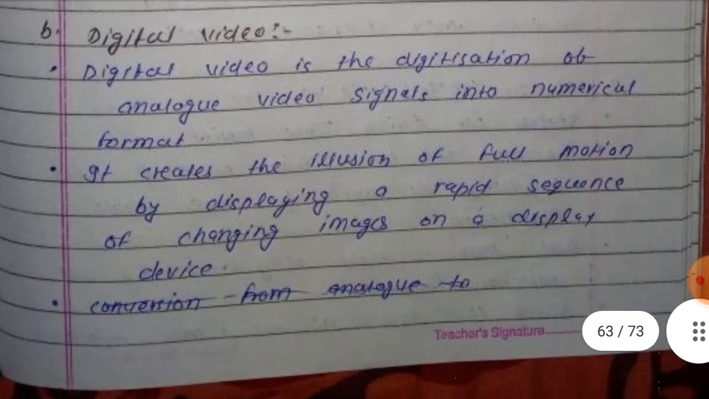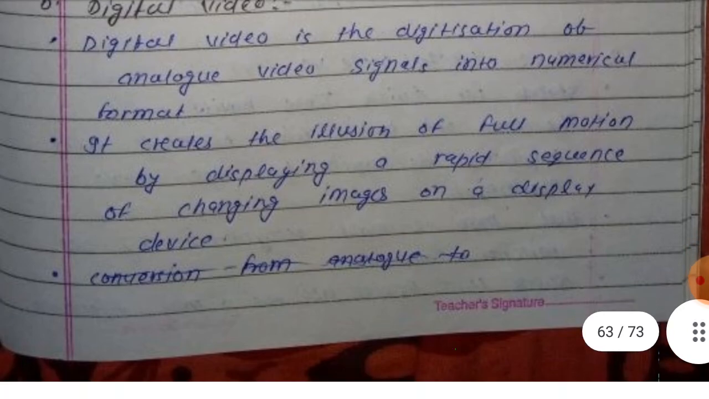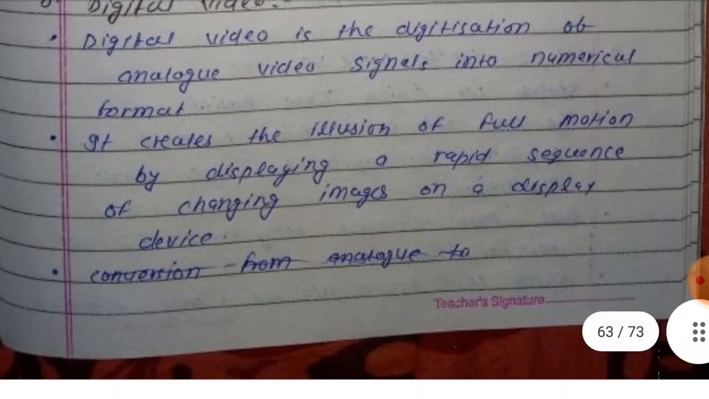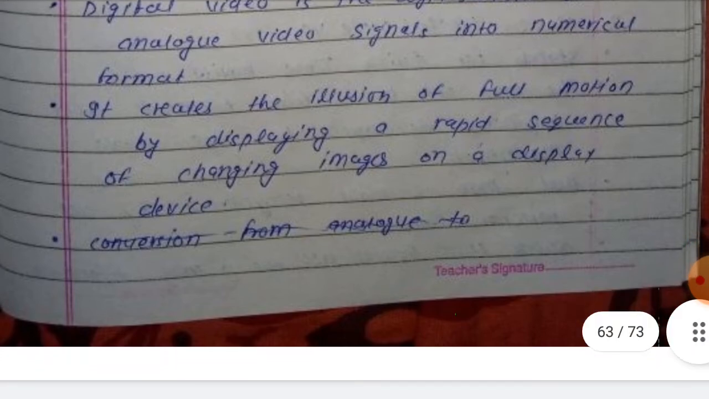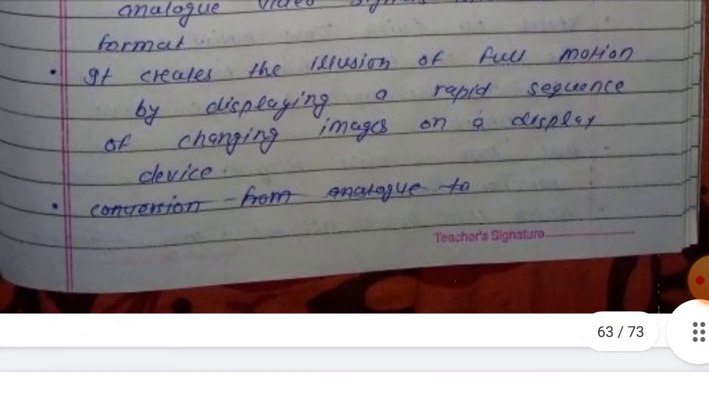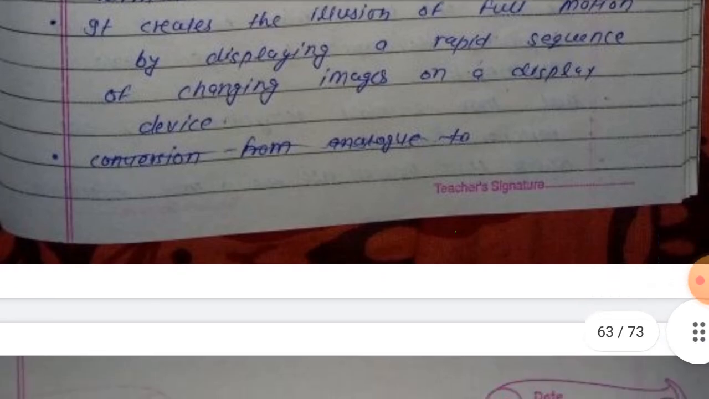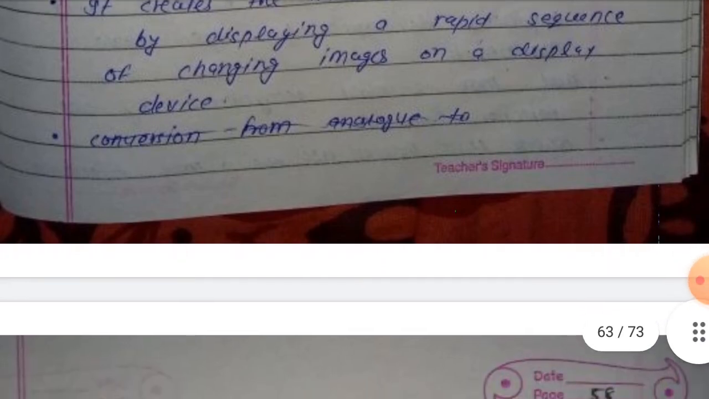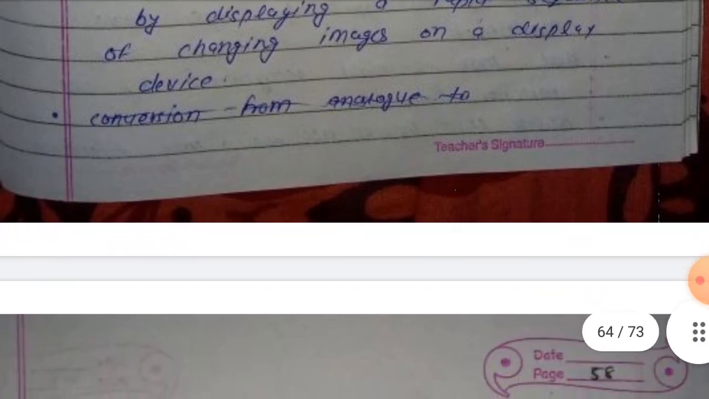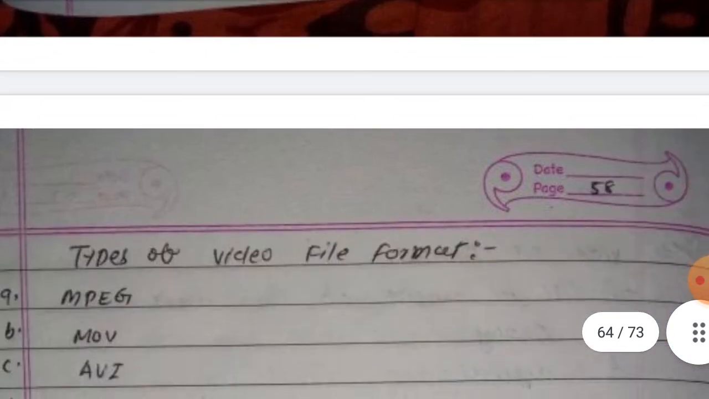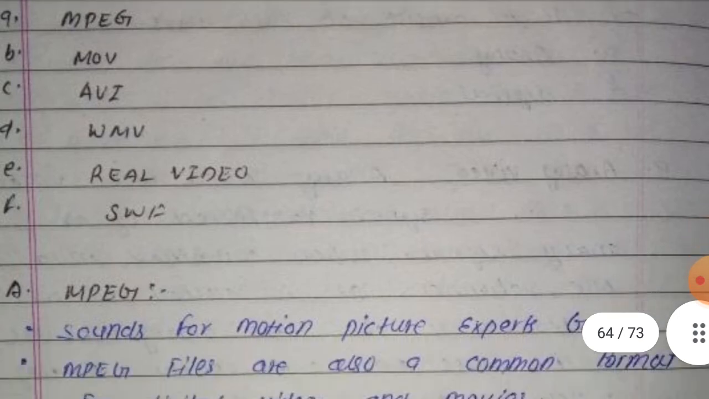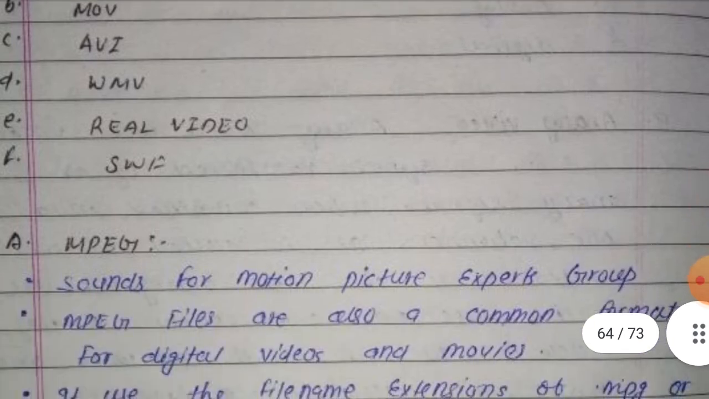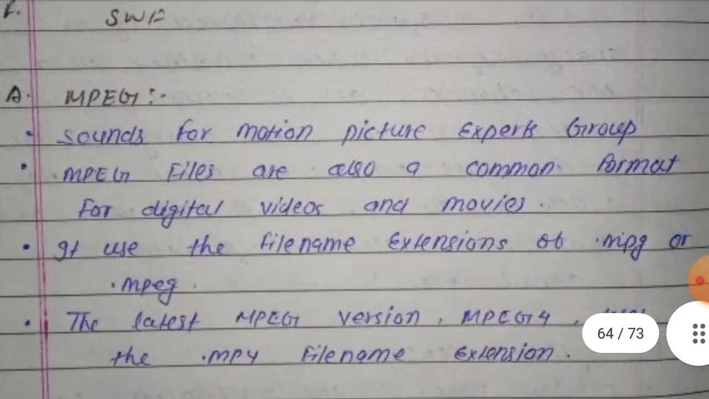Digital video. Digital video is the digitization of an analog video signal into numerical format. It creates the illusion of full motion by displaying a rapid sequence of changing images on a display device. Types of video file format: MPEG, MOV, AVI, WMV, Real Video, SWF.